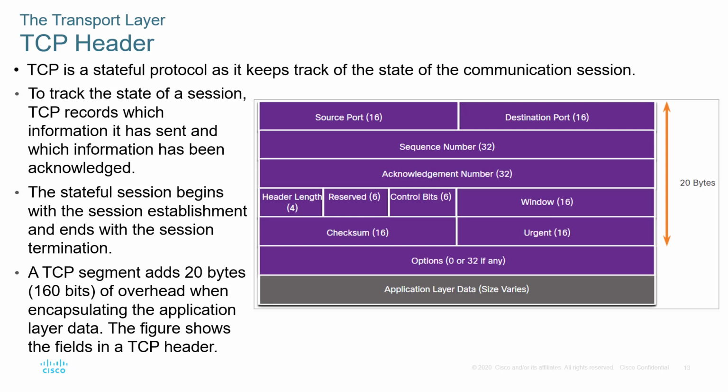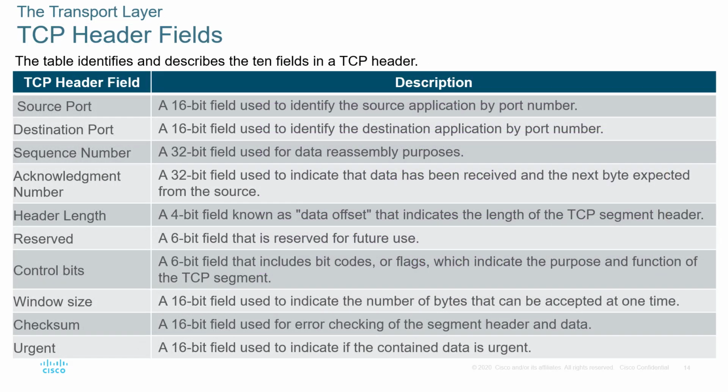Here is the header of a TCP packet. You'll notice there's a source and destination port, a sequence number, an acknowledgement number, as well as other data. Remember, this is stateful, meaning that the session establishment ends with a session termination. The TCP header is going to add 20 bytes or 160 bits of overhead to the overall data group. Each one of those categories, like source and destination port, sequence number, and acknowledgement number, is clearly defined here.